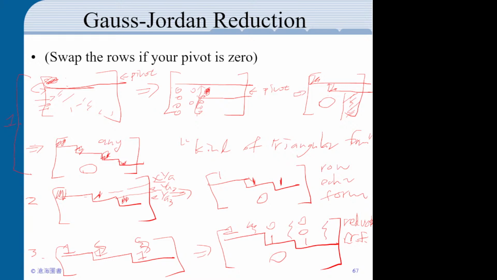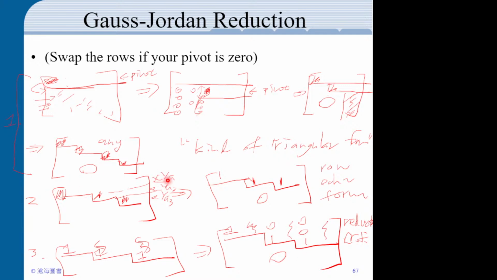Okay, we don't have enough space. So that's the Gauss-Jordan reduction in a very informal way, but that's the idea. Any questions about this Gauss-Jordan reduction? You should all be familiar with this from high school math, but we're just writing it down in a more structured way.